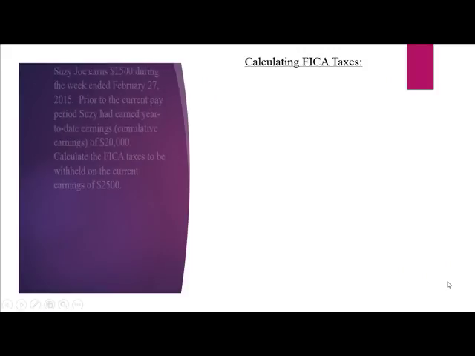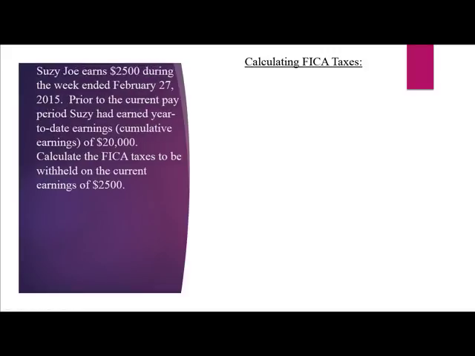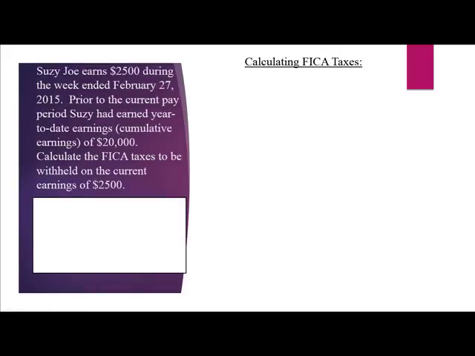Another example of calculating FICA taxes. Susie Joe earns $2,500 during the week ended February 27, 2015. Prior to the current pay period, Susie had earned year-to-date earnings of $20,000. Calculate the FICA taxes to be withheld on the current earnings of $2,500. Here's the facts. Weekly pay, $2,500. Year-to-date earnings, $20,000. Pay period ending February 27, 2015.